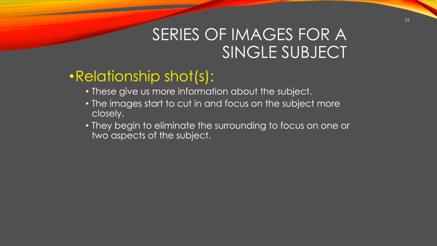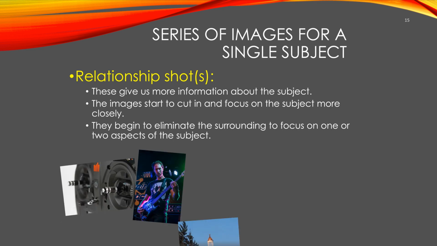Now from there, we go to relationship shots. These give us more information about the subject. The image starts to cut in and focus on the subject more closely, and they begin to eliminate the surroundings to focus on one or two aspects of the subject. And again, we see that in these pictures here.